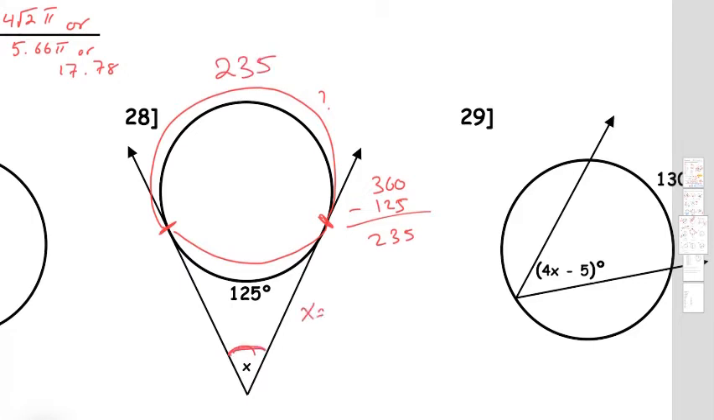So we have x equals half of the big arc, which is 235, minus the little arc, which is 125. And we get an answer of 110, and half of 110 is 25. I'm sorry, not 25, 55.